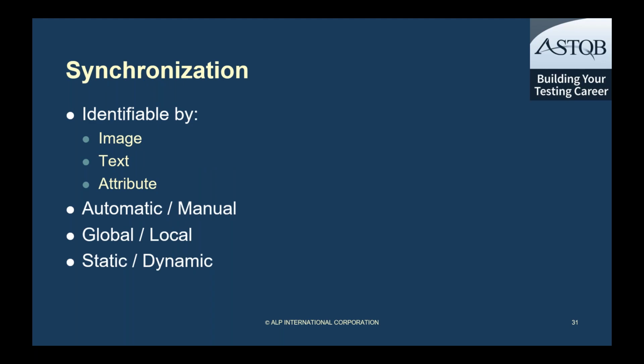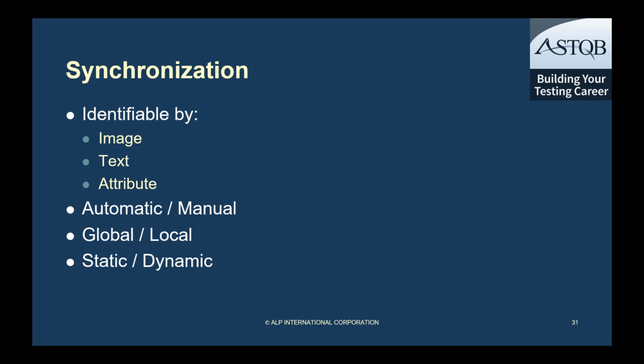Synchronization. So how do we identify synchronization? Typically through an image or through specific text or an attribute. And synchronization is really making sure that you know where you are in your test. The synchronization can be done automatically or manually. It can be set up locally for one script or globally for all scripts. And synchronization can either be static or dynamic.